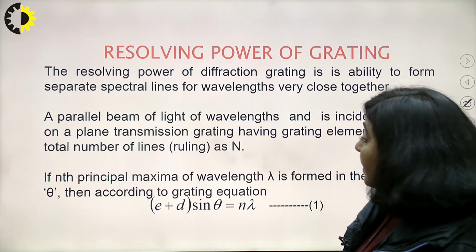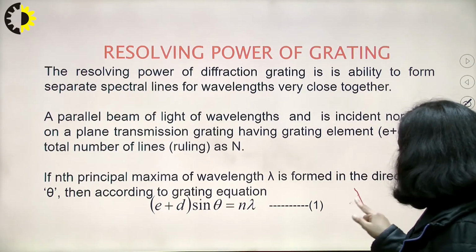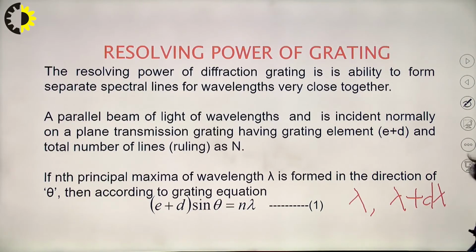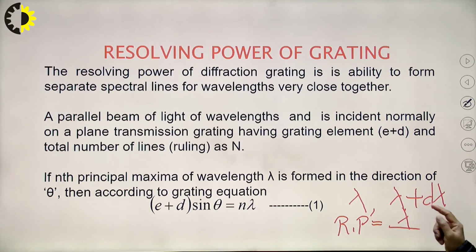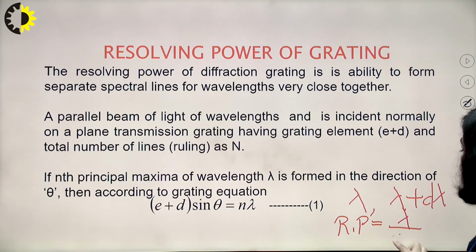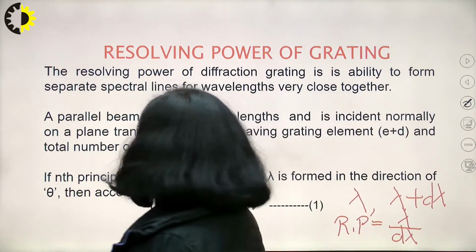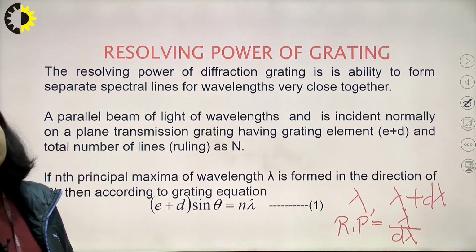Basically, if this plane transmission grating is going to resolve these two, one of wavelength lambda and the other of wavelength lambda plus d lambda, then the resolving power of the grating is defined as the wavelength of one of the sources divided by the difference in the wavelengths of the two sources. So this lambda by d lambda is known as the resolving power of a grating. Now how you will get the value of this lambda by d lambda, that we will get with the help of this Rayleigh criterion of resolution.